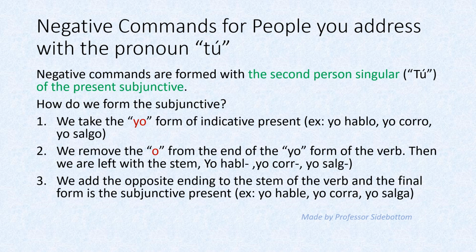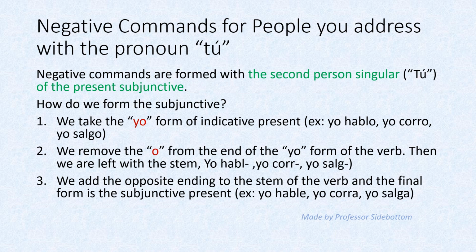Negative commands are formed with the second person singular of the present subjunctive, which is tú. But how do we form the subjunctive? Step 1, we take the yo form of indicative present, like yo hablo, yo corro, yo salgo. Step 2, we remove the o from the hablo, corro, salgo. And then we are left with the stem, habl, corr, salg.